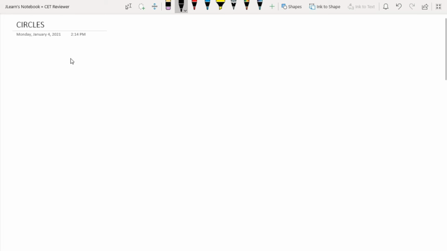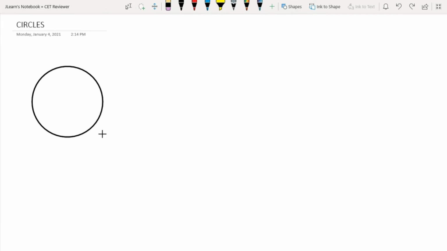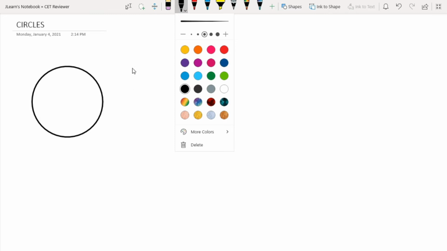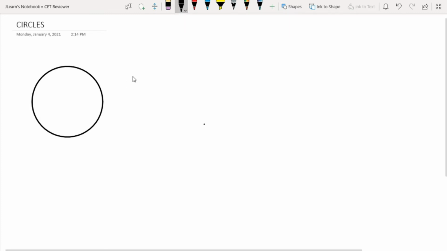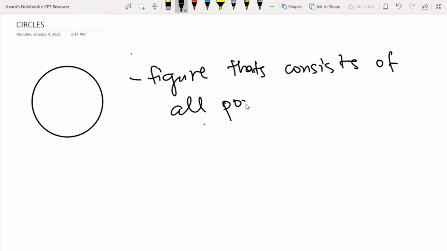So, sa pagkakaalam natin, ang circle ay isang something na mukhang ganito. Tama? Pero ano nga ba ang technical definition ng isang circle, no? So, ang technical definition ng isang circle is that it's a figure that consists of all points equidistant from the center.